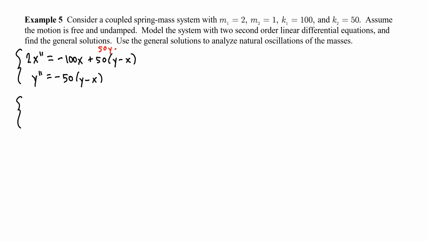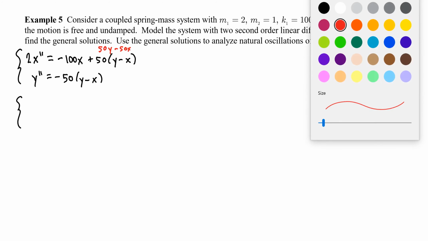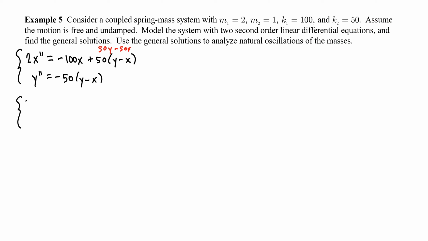That's 50y minus 50x, so that I can combine like terms. We have 2x double prime. On the right side, notice we have a net of negative 150x. I'm bringing that over here to the left. And we're subtracting 50y, leaving 0 behind.